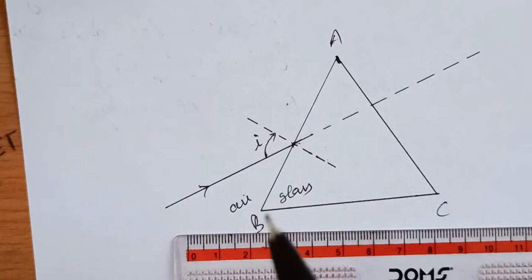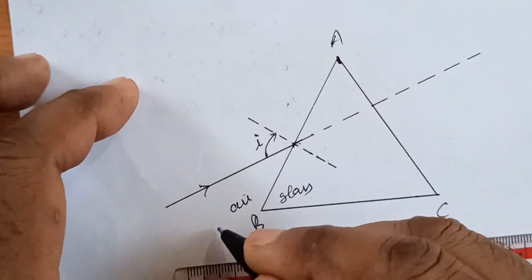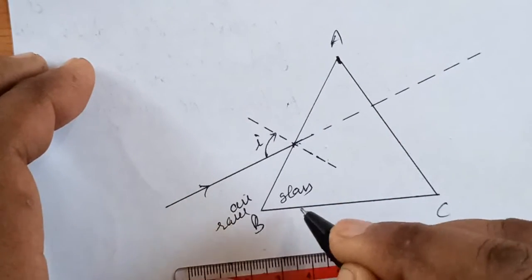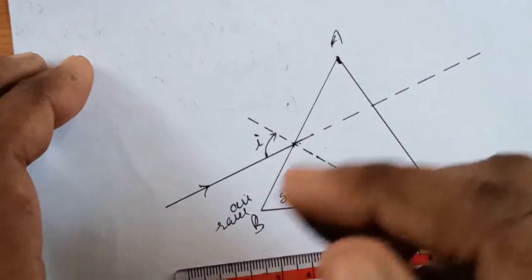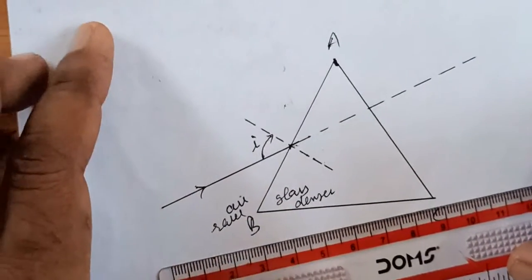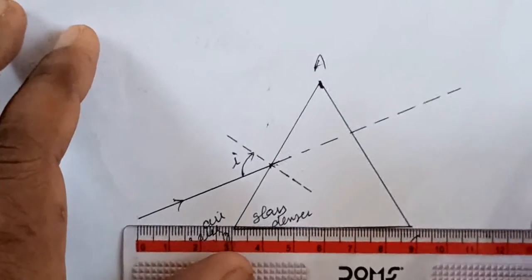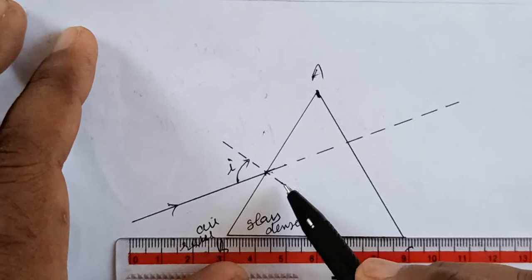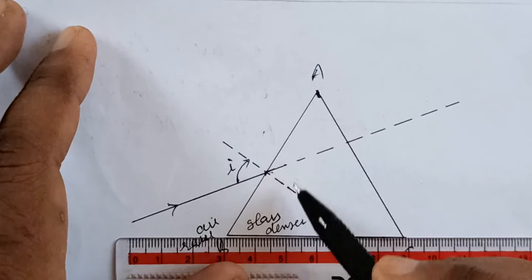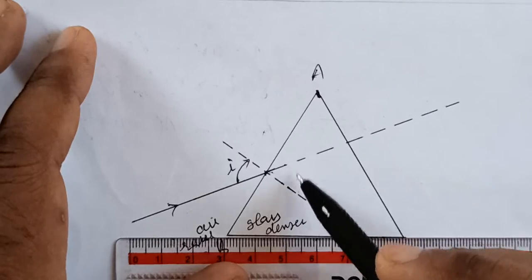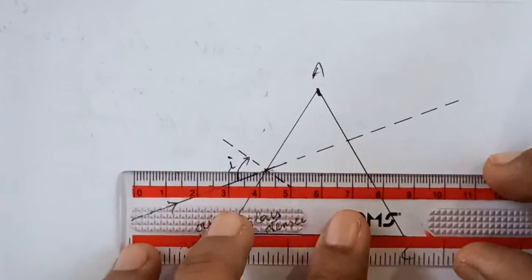And we have already discussed, when ray is traveling from rarer to denser medium, air is rarer medium and glass is denser medium. So when light is traveling from rarer to denser medium, it bends towards the normal. This is normal. Original path of light is this one. It bends towards the normal means downward. Downward it will bend. I am showing bending downward only.